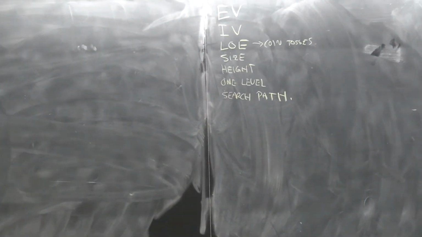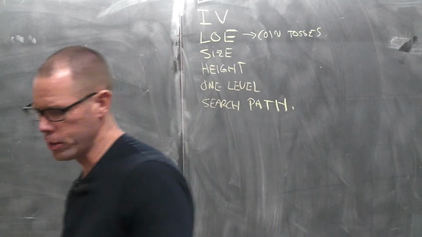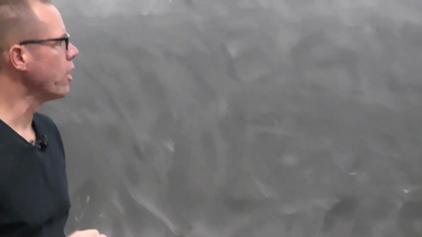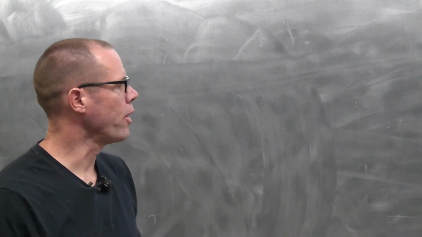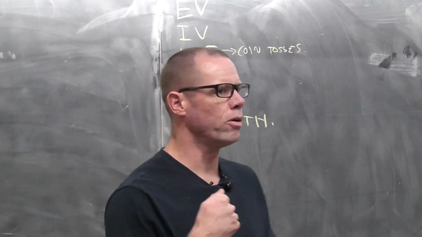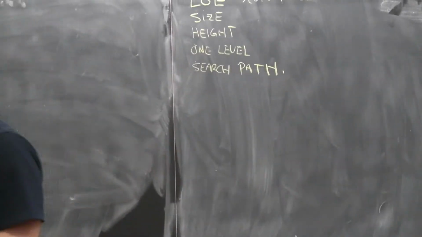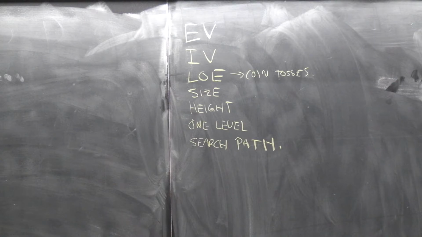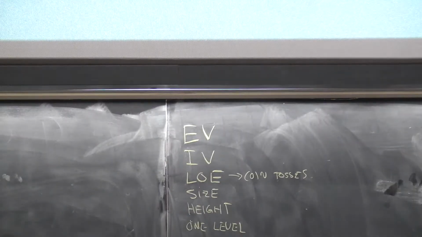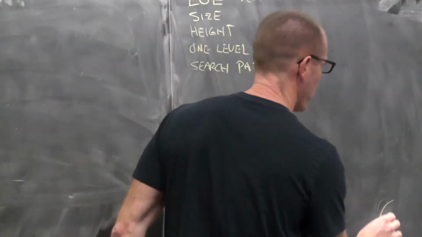So last class I introduced you to skip lists, and I showed you that they could be used to implement sorted sets, and they could be used to implement lists in which all of the operations took logarithmic time, so order log n time. Just very briefly, remember how a skip list worked.